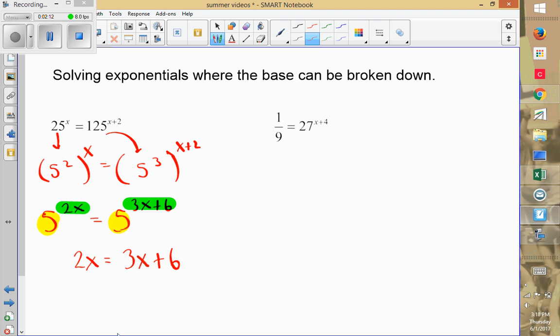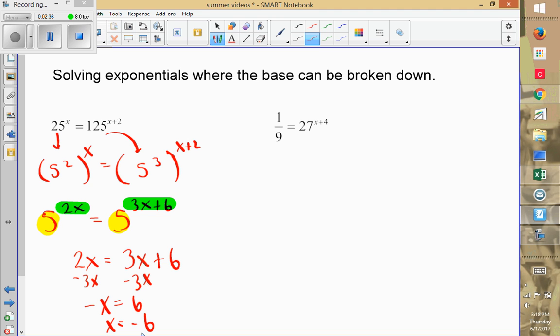So at this point in time, I'm going to solve this as an algebra 1 equation. Let's subtract 3x from both sides. We're going to get negative x equals 6. So divide by negative 1, we're going to get x equal to negative 6. And I was able to solve this problem.